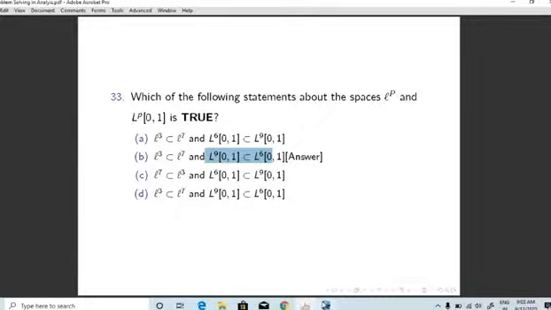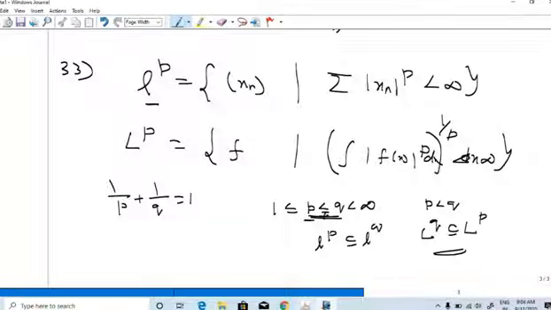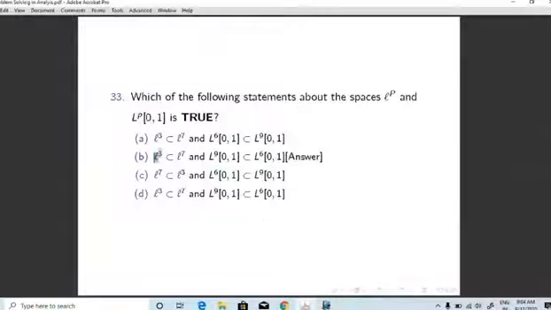So big Lp has reverse containment. Small lp is a subset of small lq, provided p is less than q. Again, p is less than q, the big Lq is contained in big Lp. It's a reverse containment. So these are important properties of small lp and big Lp. Therefore, you can easily say that this is the correct answer. All others are false.